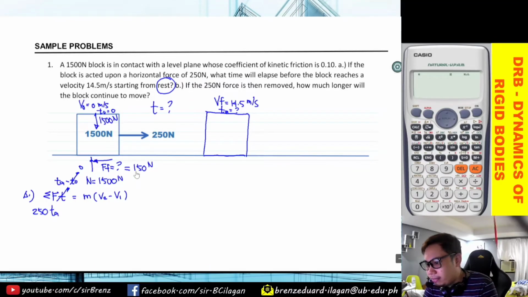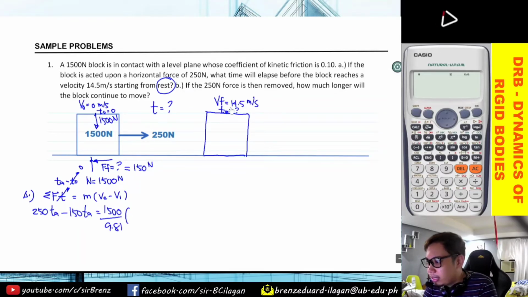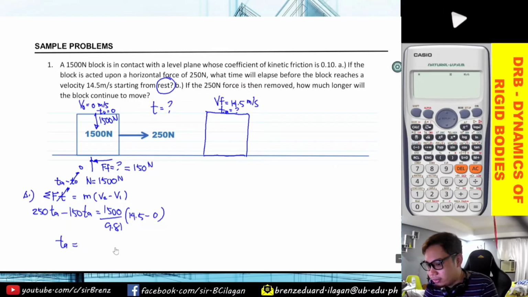And then minus the frictional force, since it opposes the direction. Minus 150 times t sub a is equal to the mass. What is given is in terms of weight, that's why we need to divide that by 9.81, and then multiply by the velocity V2, which is 14.5, given in the problem, and then minus 0. So 250 minus 150 is 100. To get the answer, we just divide by 100.